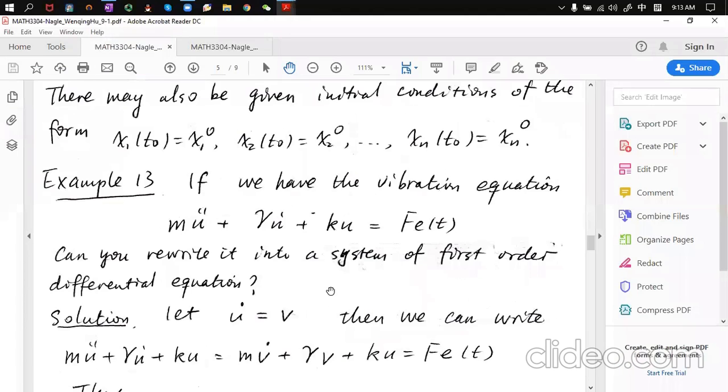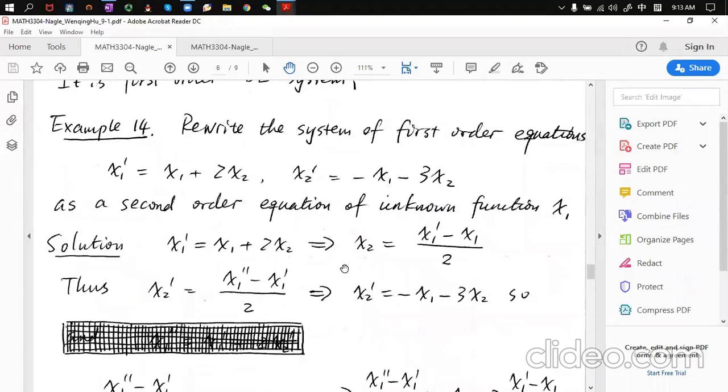Now the question is to ask in the reverse direction. Suppose you have a system of first order equations. Are you able to reduce their derivatives and write it into a higher order differential equation? So that's kind of a reverse type of question that might be of interest. And this is actually indeed the case.